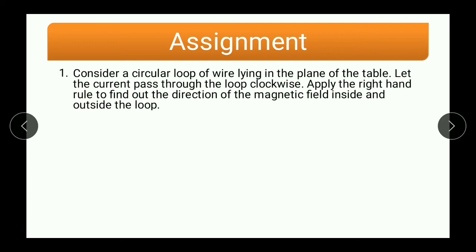Well, the questions are: consider a circular loop of wire lying in a plane of the table. Let the current pass through the loop clockwise. Apply the right hand thumb rule to find out the direction of magnetic field inside and outside the loop. So we have to tell the direction of magnetic field inside the loop and outside the loop also.